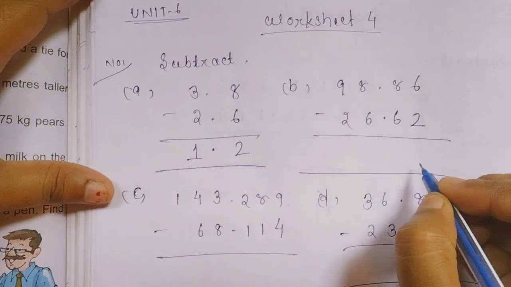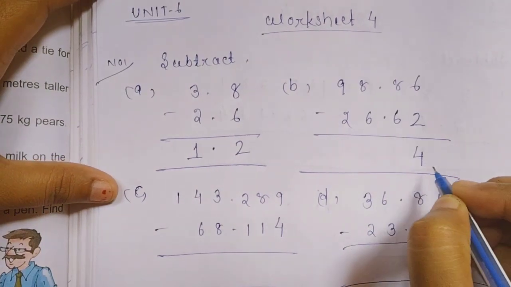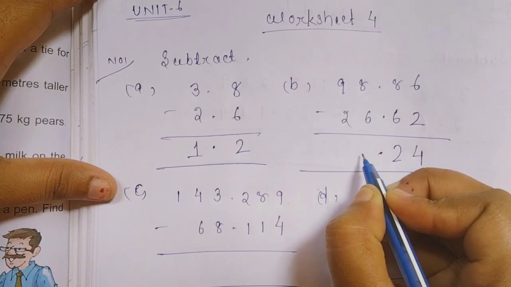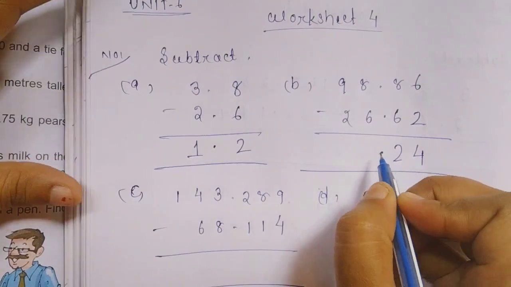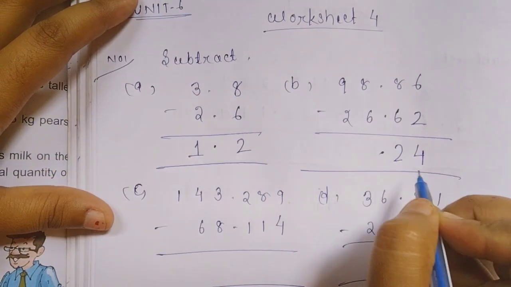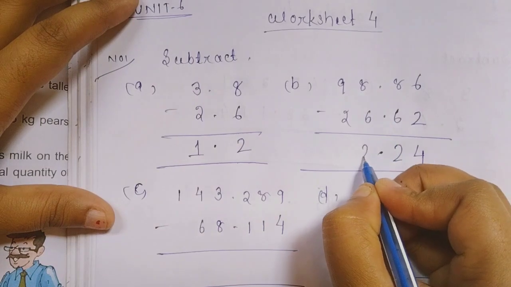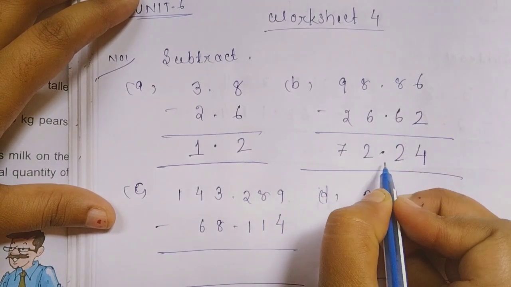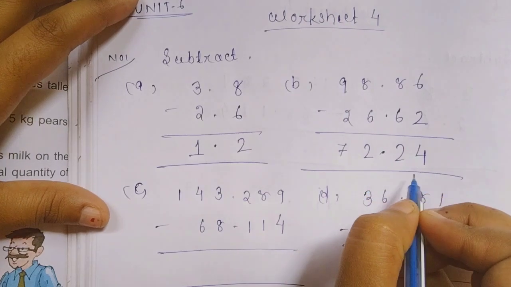6 minus 2 equals 4. 8 minus 6 equals 2. Then the decimal point should come one below the other in the column. Then 8 minus 6 equals 2. Then 9 minus 2 equals 7. 72.24.